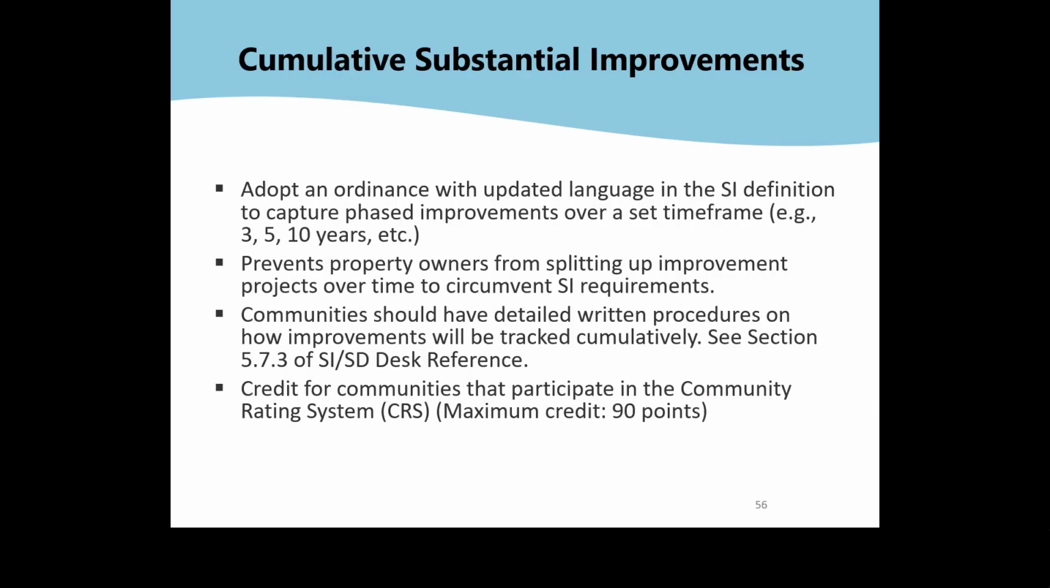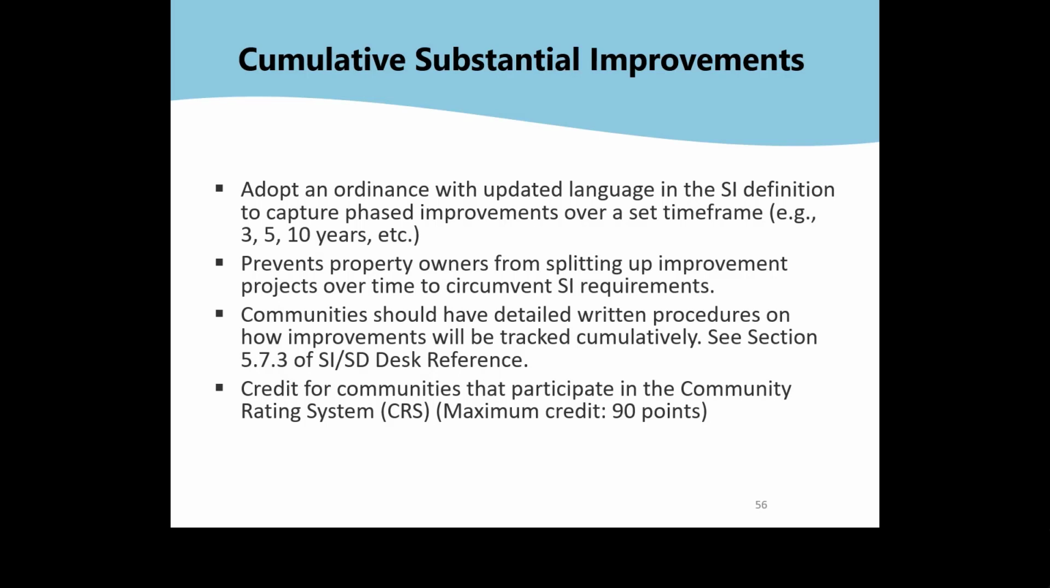The first one is making the substantial improvement definition cumulative, so that improvements are captured over the course of a certain time frame, like 3, 5, or 10 years, or whatever. This can help prevent property owners from splitting up improvement projects that ultimately may circumvent the SI requirement, like Jennifer was talking about earlier.